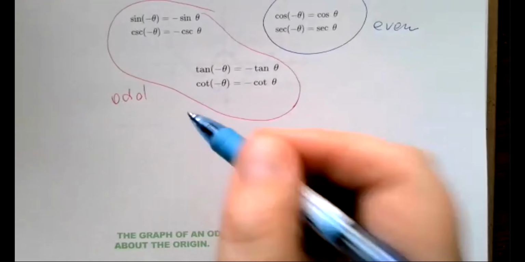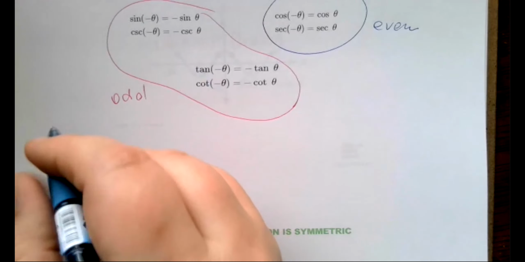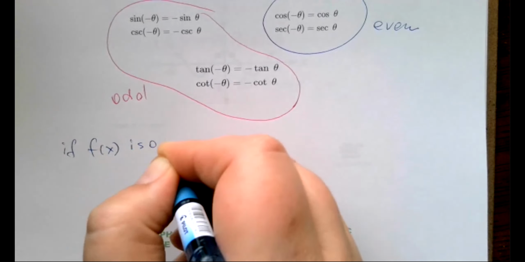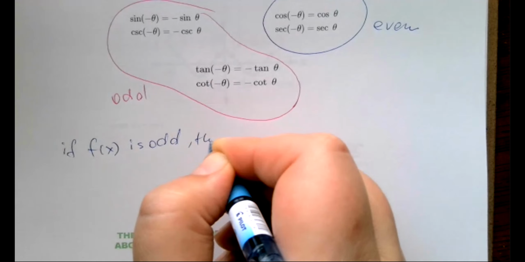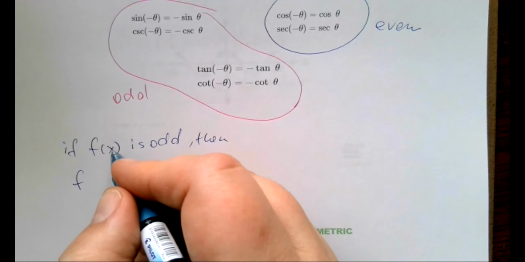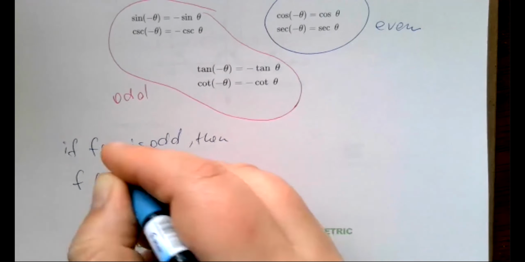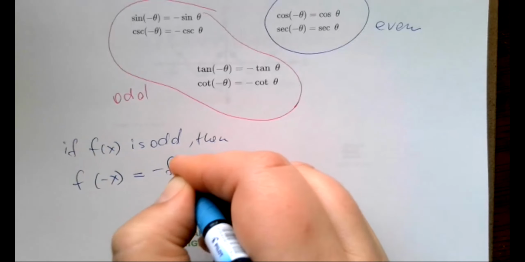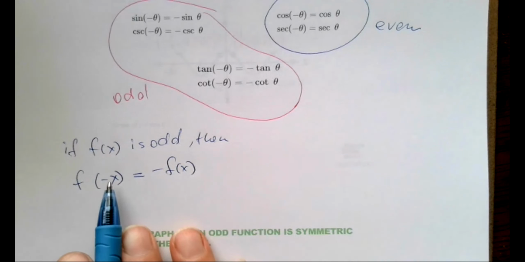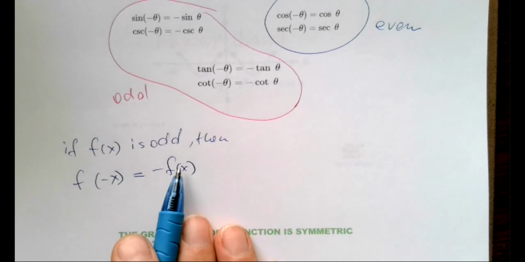Well, basically, if f of x is odd, then if we supply negative x, the opposite of x, the value of the entire function changes sign to the opposite. So if the input is opposite, the output is also opposite.